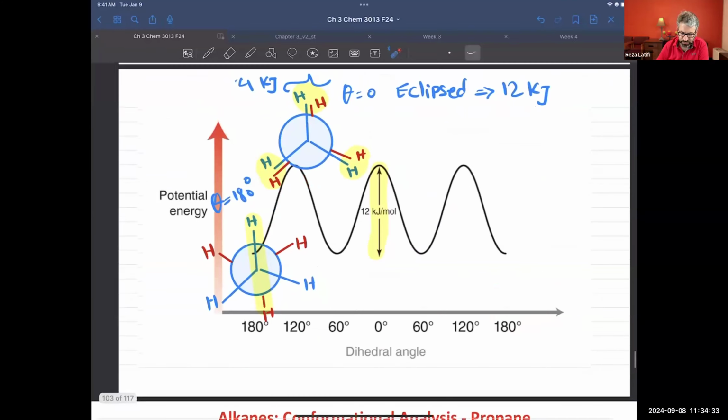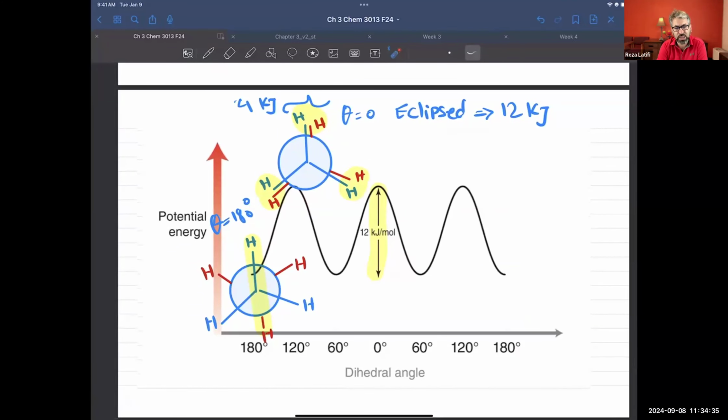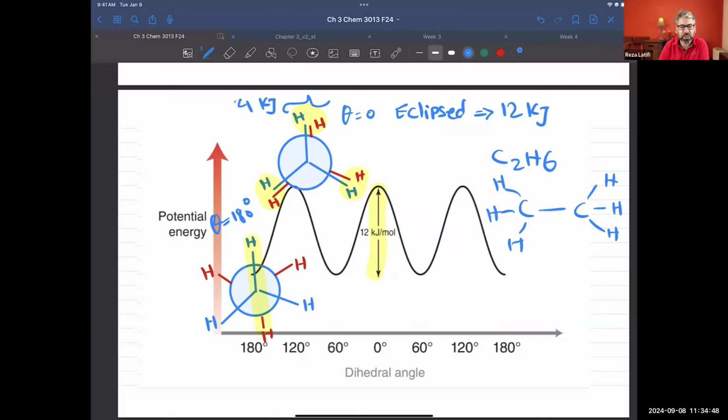Okay, so the first example that we went through was ethane. We have ethane, that's C2H6, carbon attached to carbon. Each carbon has 3 hydrogen atoms. And we said in eclipse condition, we're going to have 3 pairs of hydrogen facing each other. Because we have 3 of them, 4 multiplied by 3 gives us 12 kilojoule. And that was the reason that the barrier for an eclipse conformation of ethane will be around 12 kilojoule.